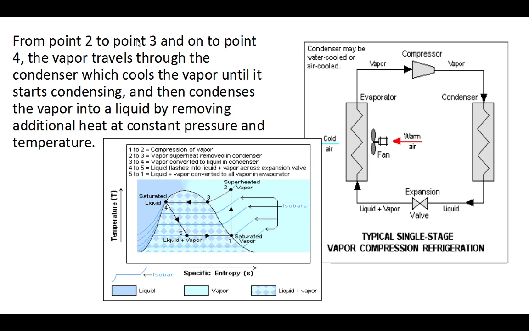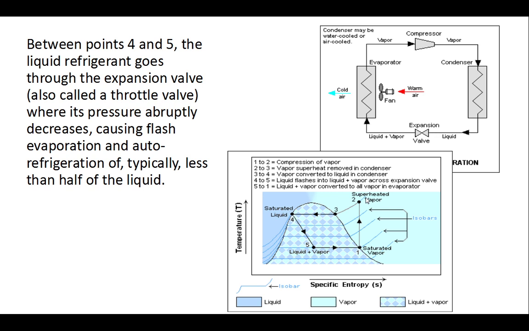And on to point 4. So the vapor travels through the condenser, which cools the vapor until it starts condensing. Then it condenses the vapor into a liquid by removing additional heat at constant pressure and temperature. Okay, so that is the thing. Right, next one. Between 4 and 5, so we've got the saturated liquid here.